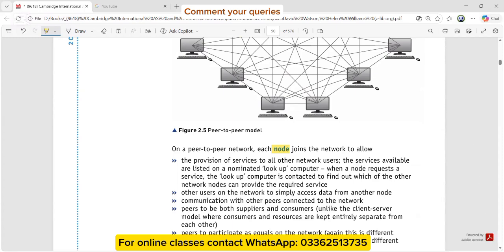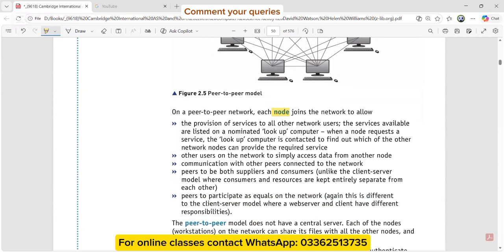Now, what is it? Just the key terms again highlighted for you. Provision of services to all other network users. The services available are listed on a nominated lookup computer. When a node requests a service, the lookup computer is contacted to find out which of the other network nodes can provide the required service. That is just the introduction of one lookup computer that is going to hold information, just like a person holding the different information of different students. So whichever computer wants whichever file or resource, the lookup computer will be able to direct it, that's all.